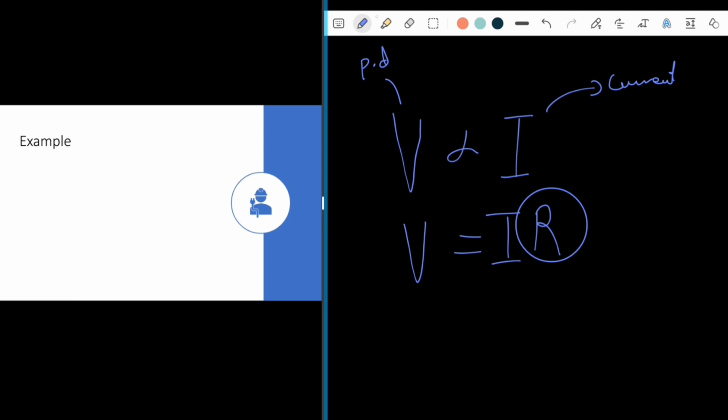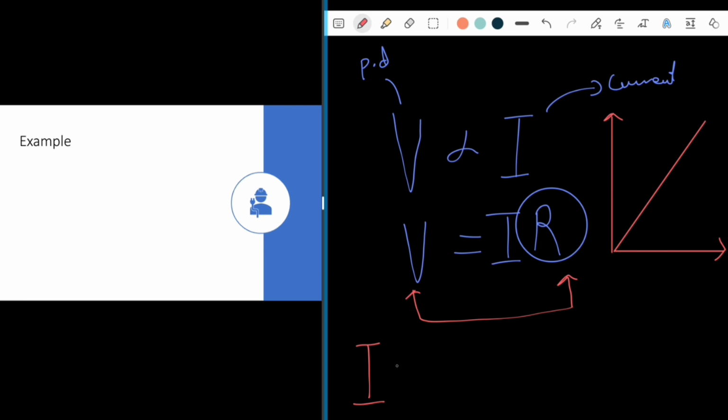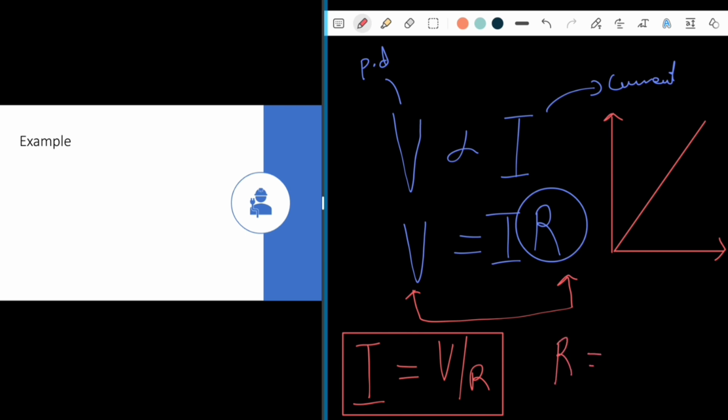Okay, and you tend to find things like the straight line graph giving you an idea of how the resistance is constant. So mathematically this is the equation, and if you have a question asking you to calculate the current, just make I the subject, you do V over R. Or similarly, if you have a question asking you to calculate the resistance, you do R equals V over I. So we're going to apply this now.